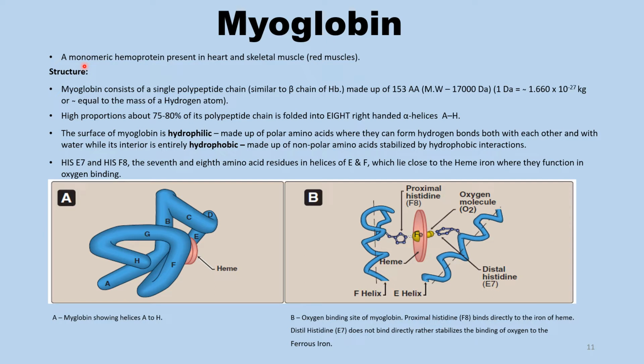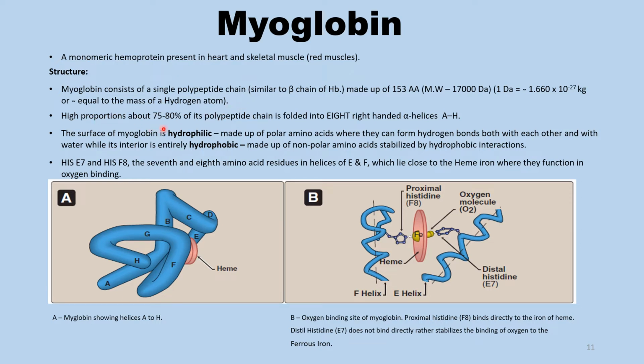Myoglobin is a monomeric hemoprotein present in red muscles. If you remember, hemoglobin is a tetrameric hemoprotein. Myoglobin consists of a single peptide chain similar to the beta chain of hemoglobin, and this single polypeptide chain has 153 amino acids with a molecular weight of 17,000 Dalton. And you know, 1 Dalton is approximately the mass of a hydrogen atom, or 1/12 of the mass of a carbon atom.